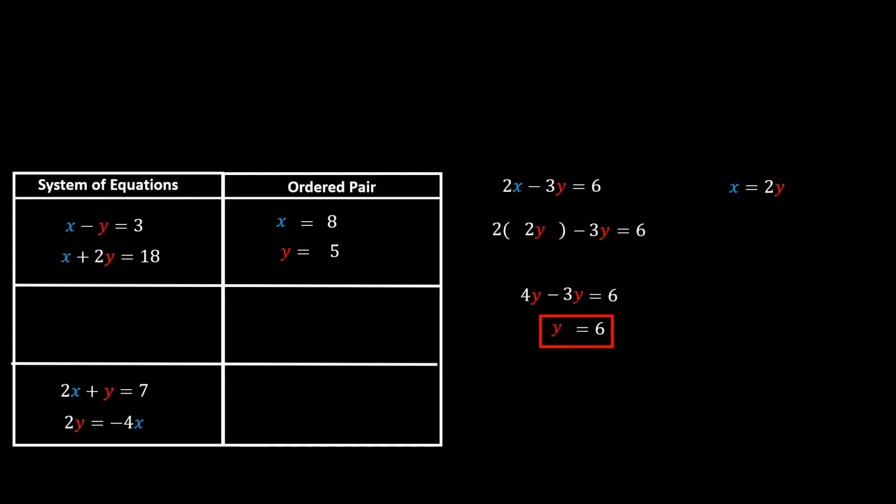So now that we know what y is, we can substitute the value into the first or second equation. So let's substitute it into the second equation. So x is equal to 2 times 6. 6 times 2 is 12, so x is equal to 12.